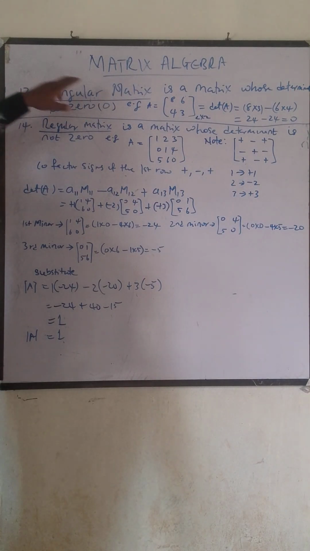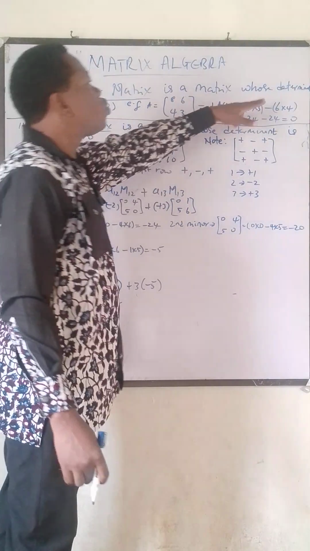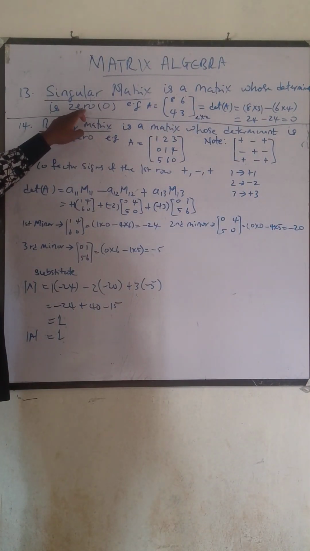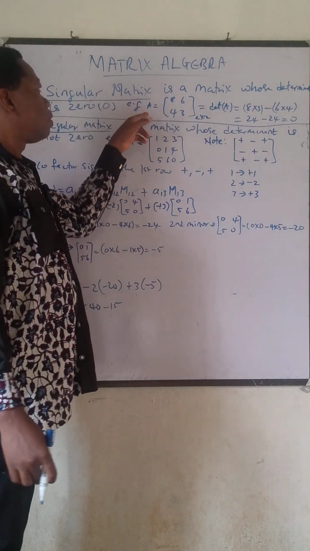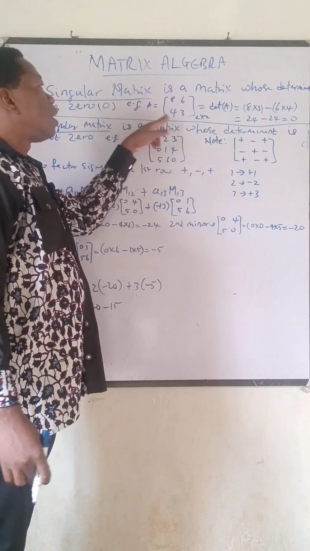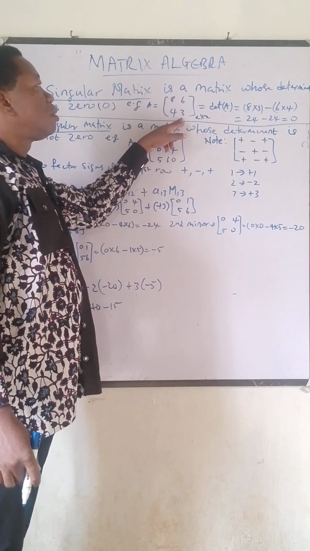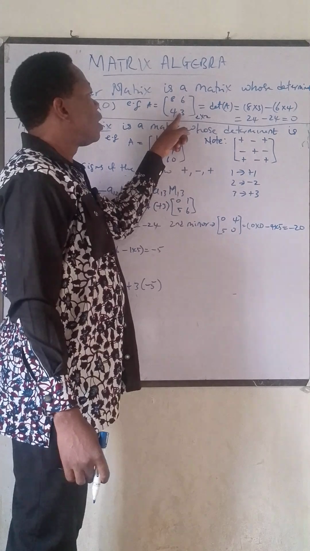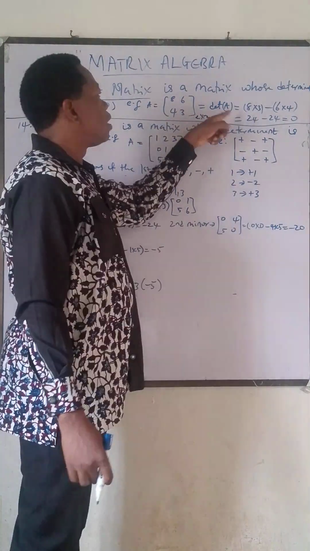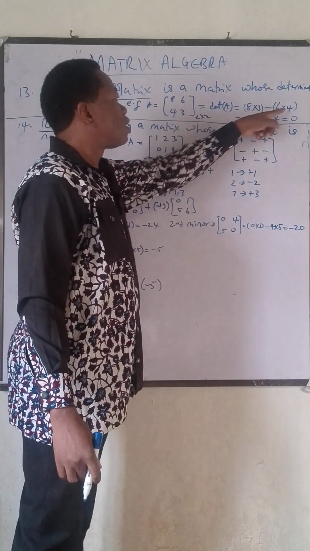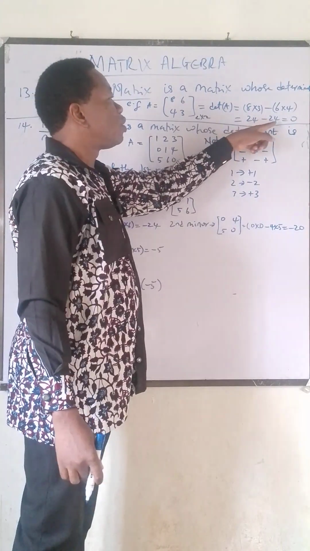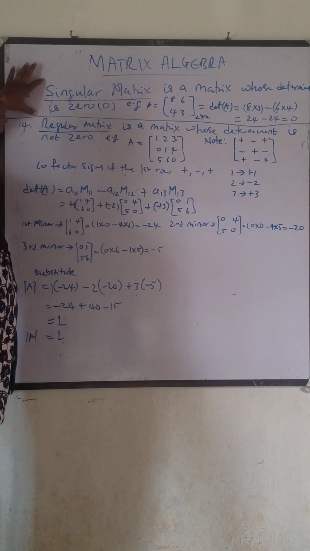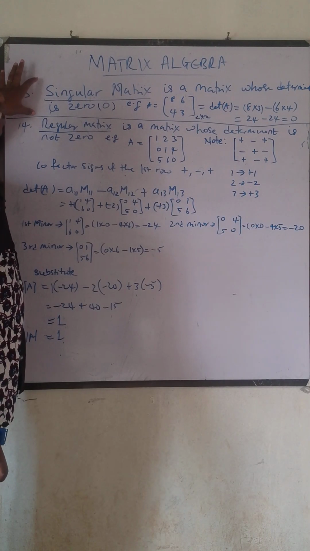The singular matrix is a matrix whose determinant is zero. You have an example. This is matrix A, right? A 2 by 2 matrix. So how do you work the determinant? You multiply 8 times 3 minus 4 times 6. That's what you have here. 8 times 3 minus 6 times 4. That is 24 minus 24 is equal to 0. So that indicates that it's a singular matrix. It's a matrix whose determinant is 0.